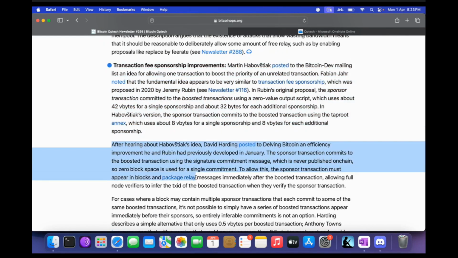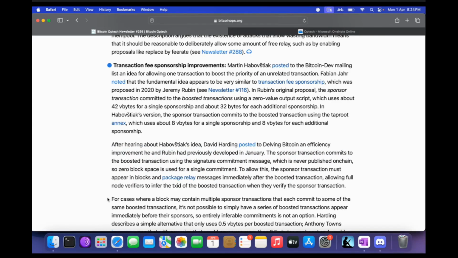After hearing about Habovštiak's idea, David Harding posted to Delving Bitcoin an efficiency improvement he and Rubin had previously developed in January. The sponsor transaction commits to the boosted transaction using the signature commitment message, which is never published on chain. So zero block space is used for a single commitment. To allow this, the sponsor transaction must appear in blocks and package relay messages immediately after the boosted transaction, allowing full node verifiers to infer the TXID of the boosted transaction when they verify the sponsor transaction.